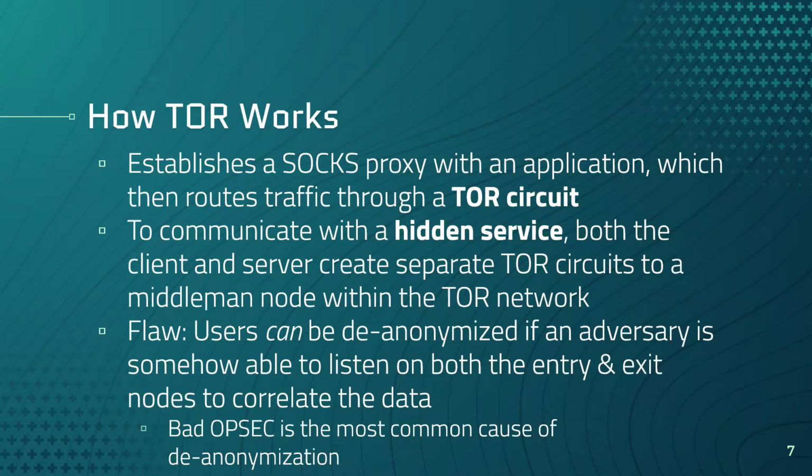Typically your entry, middle, and exit node. And then those nodes each have your layered encryption, like we saw previously. To communicate with what's called a hidden service, this is a website on the Tor network. They end in a .onion address, which we'll see. To communicate with those hidden services, both of them create separate circuits to a middle node, and that middle node handles the exchange.